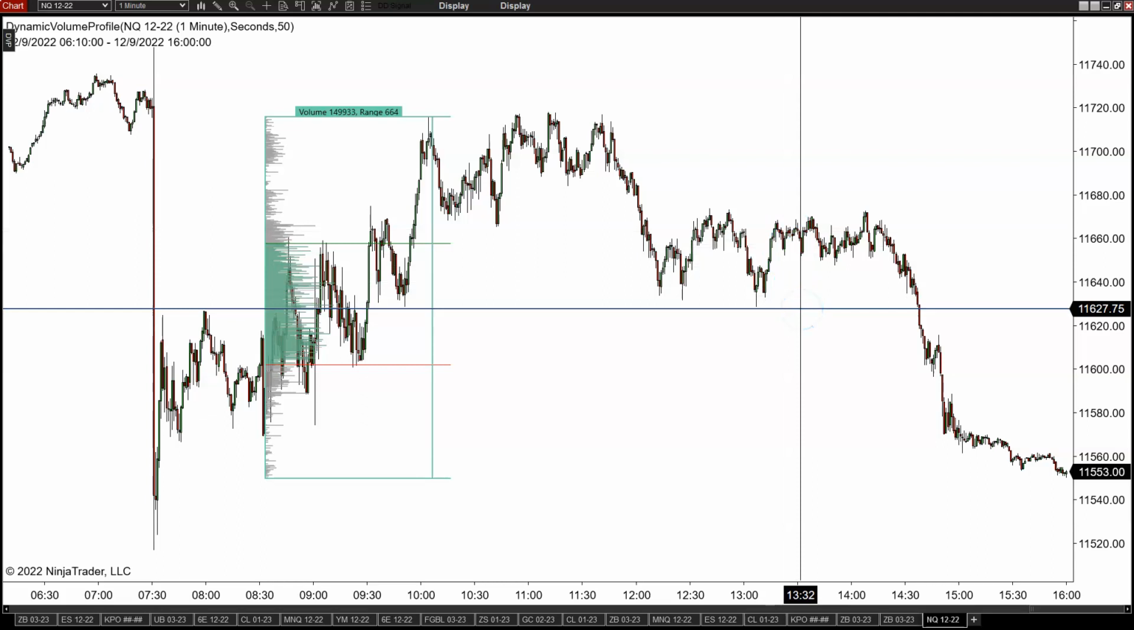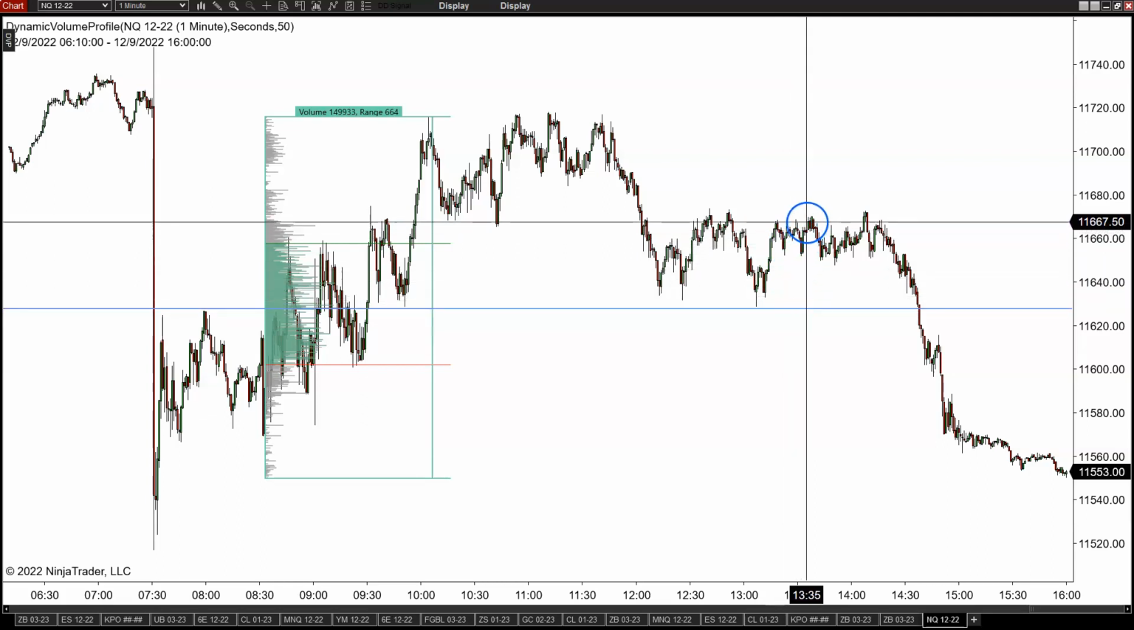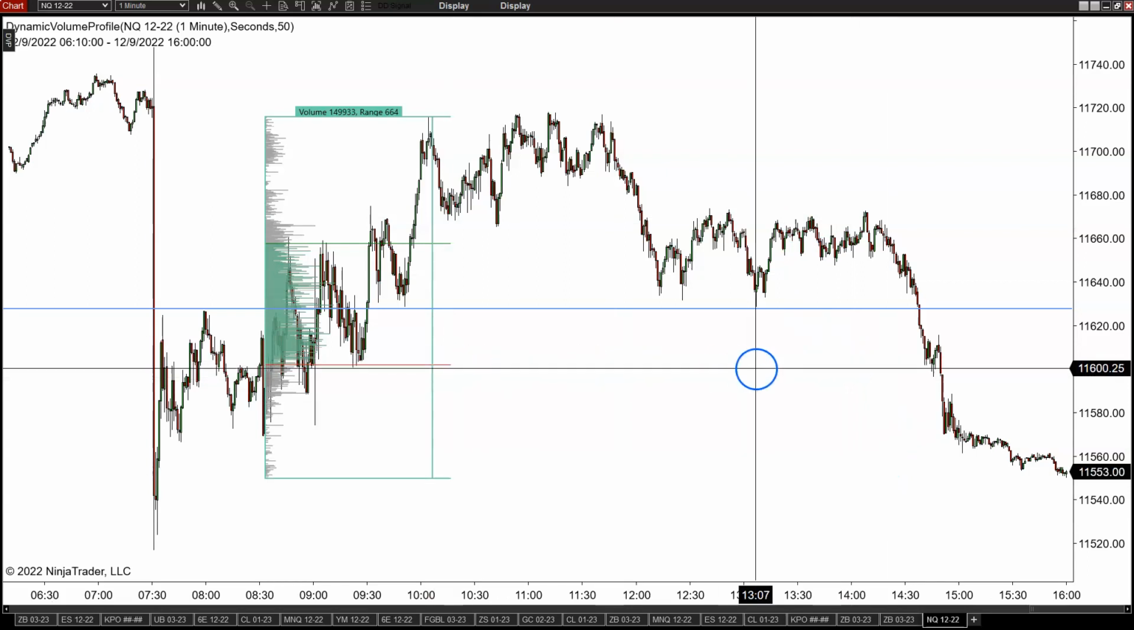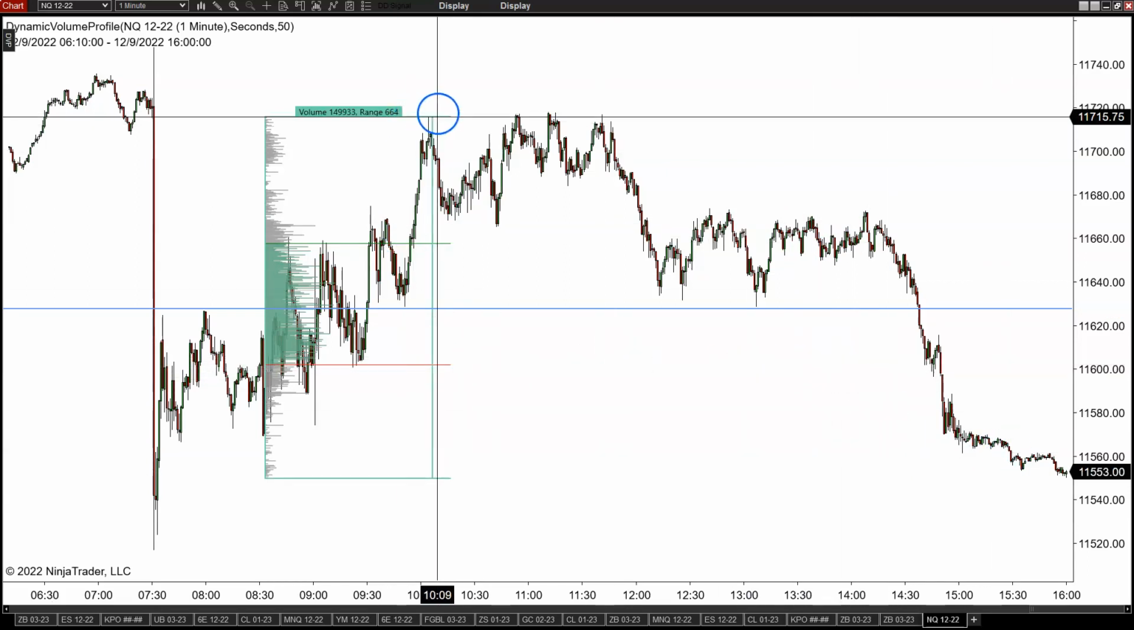You're talking around 27 and a half, 28, all the way back up into the 60s, right? I mean, to get to the 70s. Finally, it broke out of this value area low over here and kept selling off.